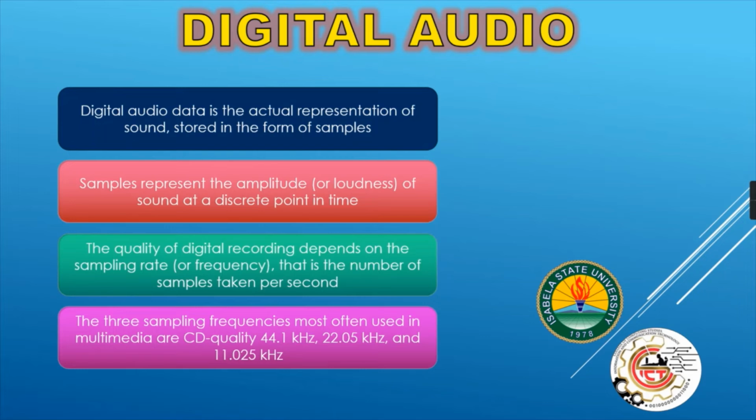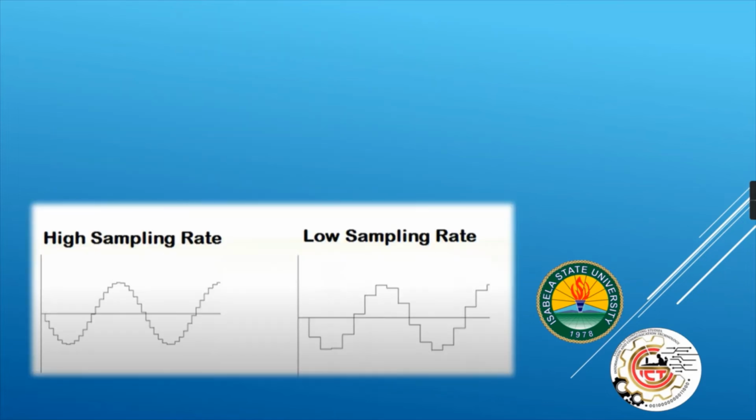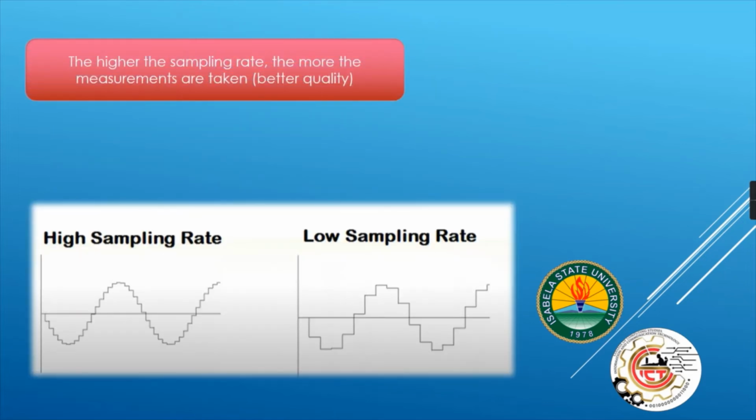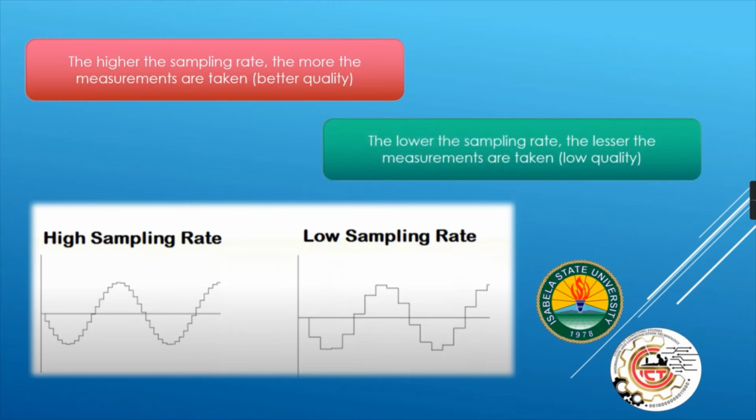Here are examples of the sampling rate. The higher the sampling rate, the more measurements are taken, so the better the quality. And the lower the sampling rate, the fewer measurements are taken. So basically, a low sampling rate means low quality.